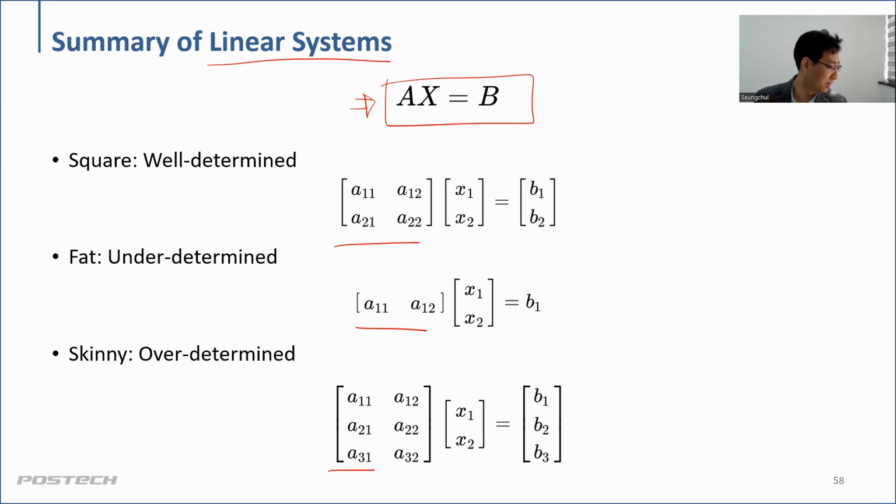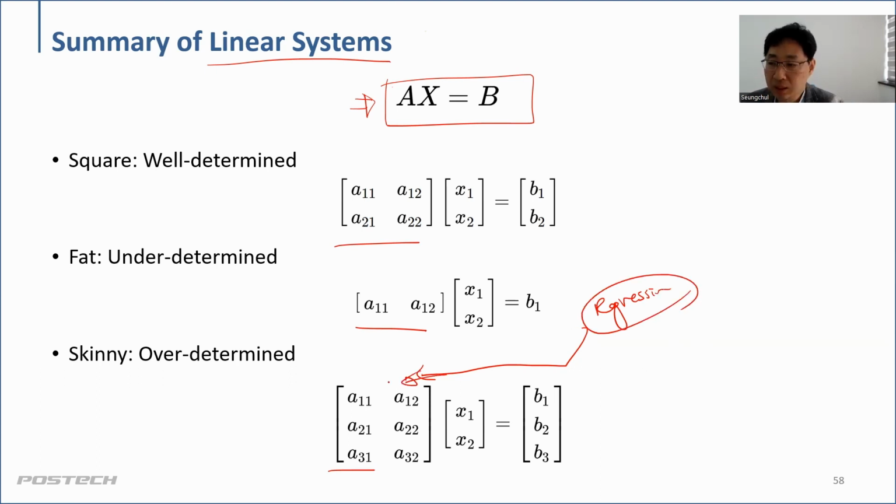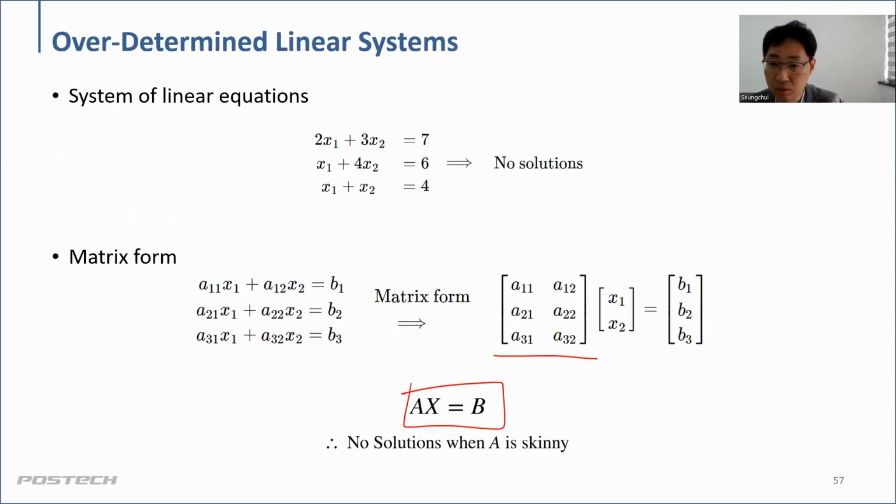And any other thought? So we will revisit it, but someone said it's in the regression problems. You will see the skinny matrix. I will explain it again when we discuss the regression problems, but keep that in mind: machine learning is all about the skinny matrix A. So let's go back to this one.